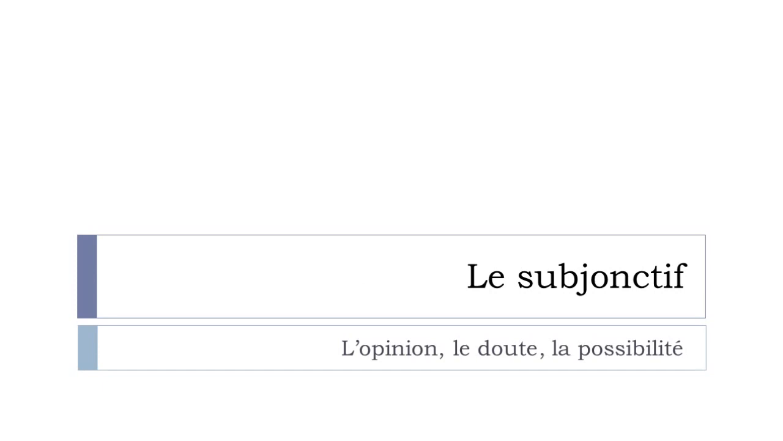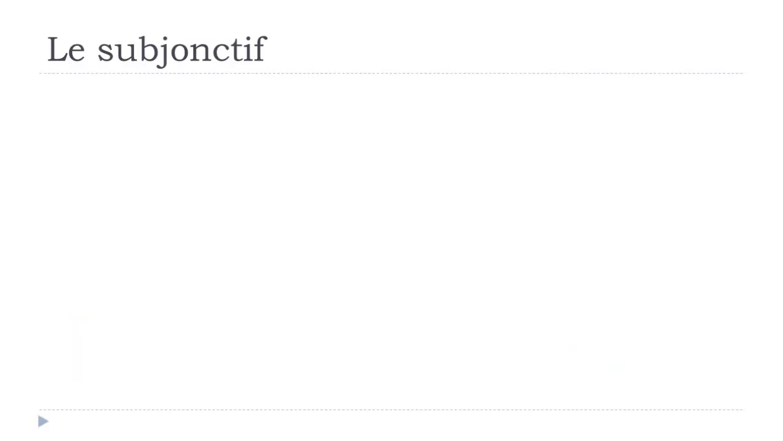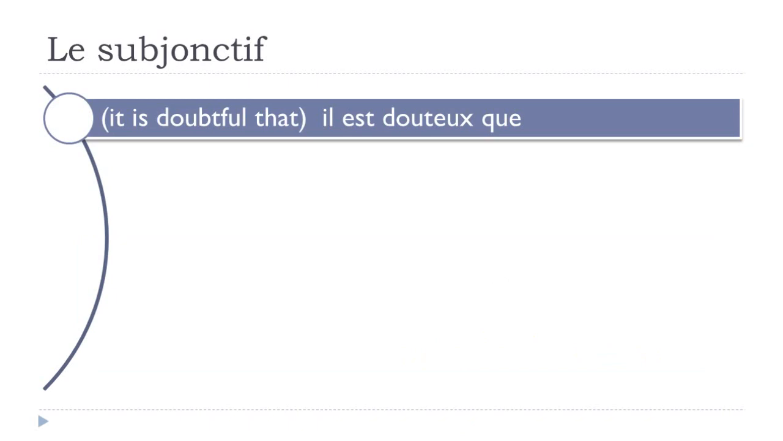But then, if you want to express l'opinion, le doute, or la possibilité, then with these things, you will have to use le subjonctif. Opinion, doute would be doubt, and possibilité, possibility. So let's see together when we are going to use le subjonctif. We are going to use le subjonctif after these expressions.